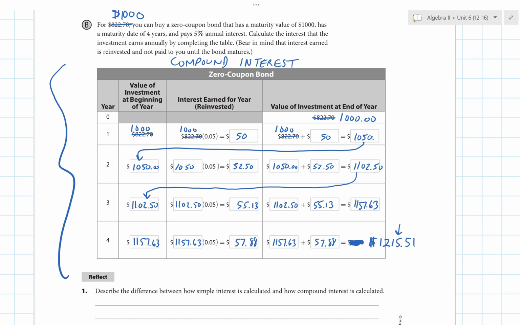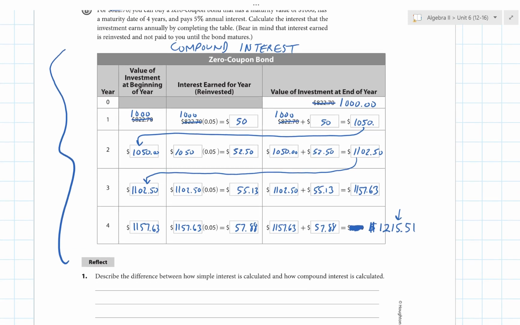Also, we only compounded once per year. And what we're going to investigate a little bit later is what happens if we compound more often than that. If we compound every month or every quarter, which would be 4 times a year, or every day, which would be 365 times per year. So we'll go ahead and look at those different scenarios.